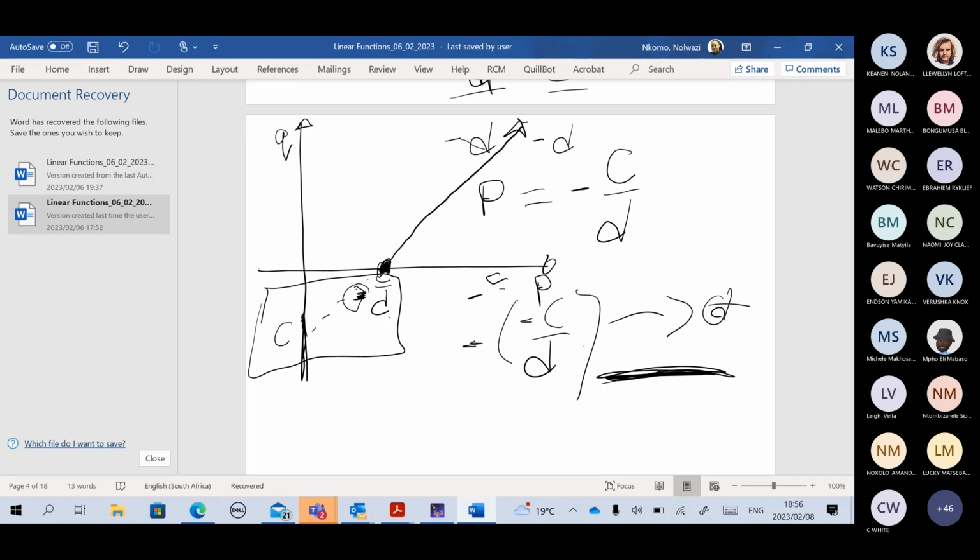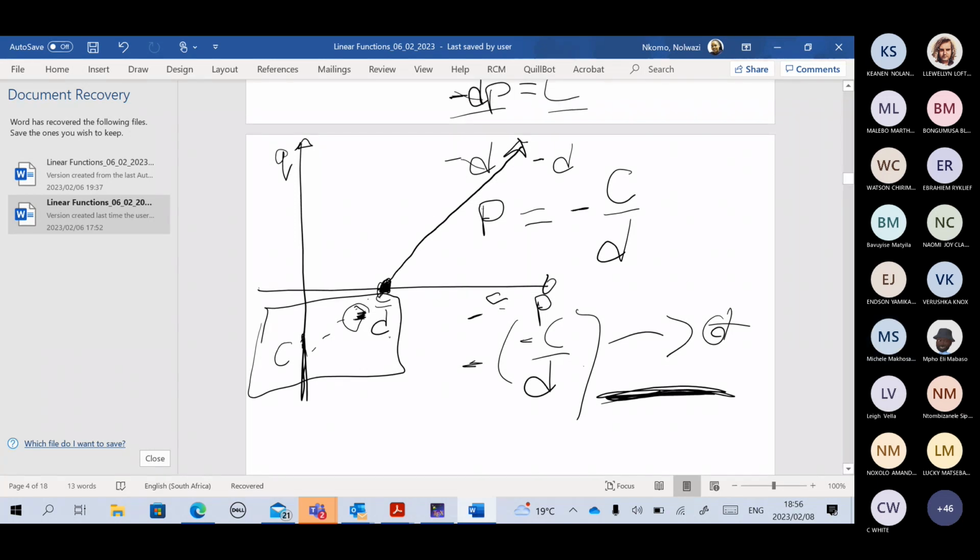So, ma'am, can I just understand? I know we cannot have negatives here, right? That's why we cannot have negative here. It must be here. Yeah. But at the same time, we can't have a negative price or a negative quantity. That's why we have to make this on the first quadrant.